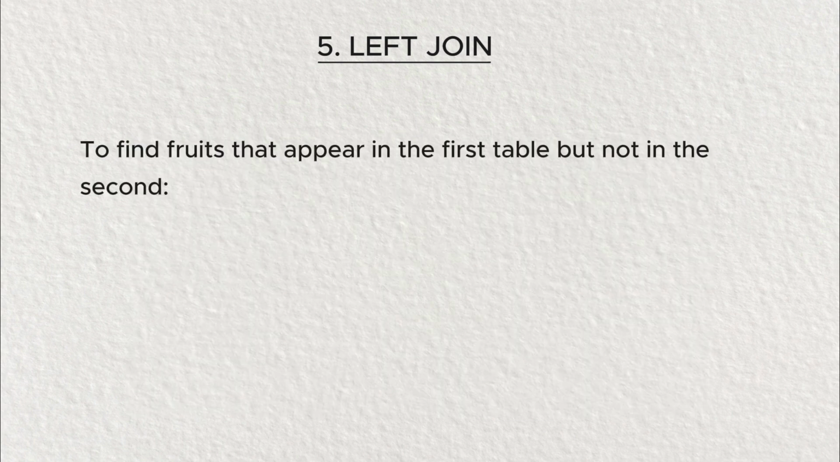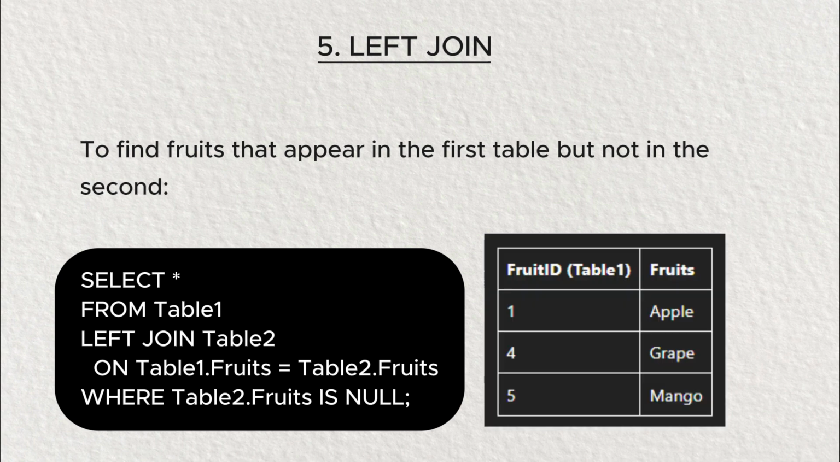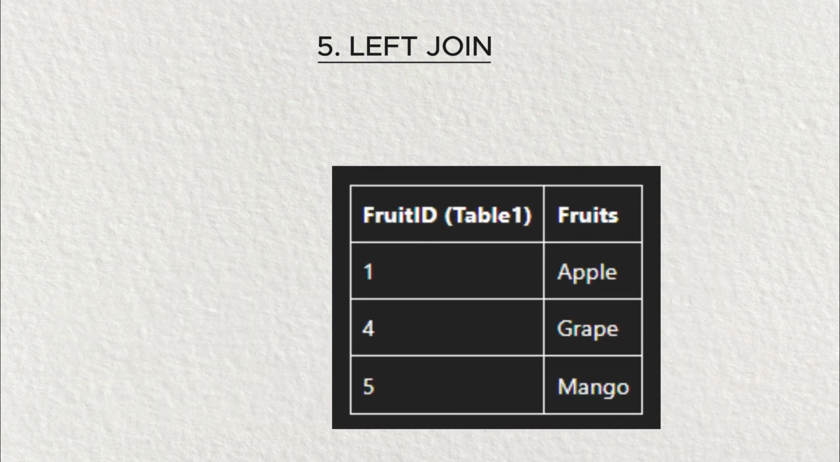On the other hand, if we want to find the fruits that appear only in the first table, we can use the WHERE clause to retrieve all rows that have null values for the fruits column in table 2.